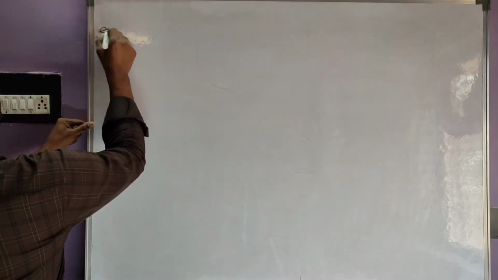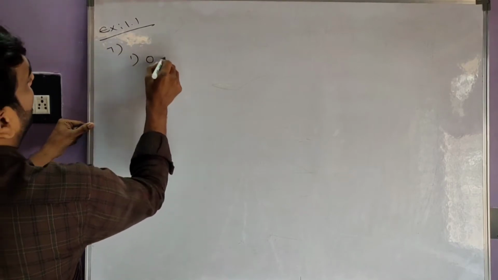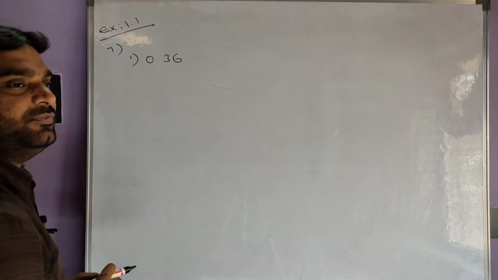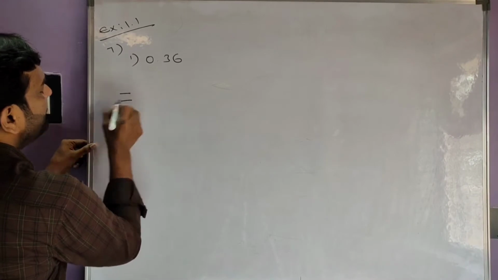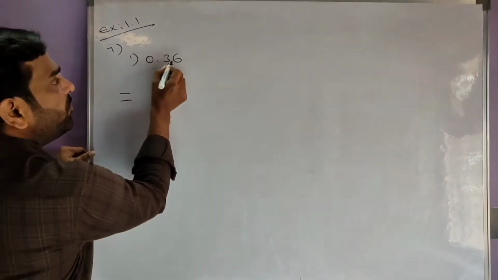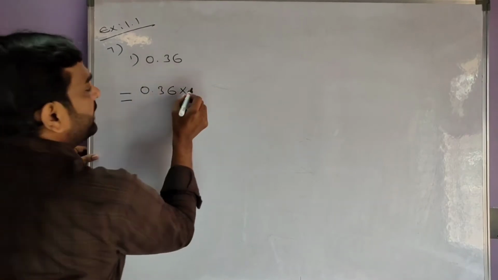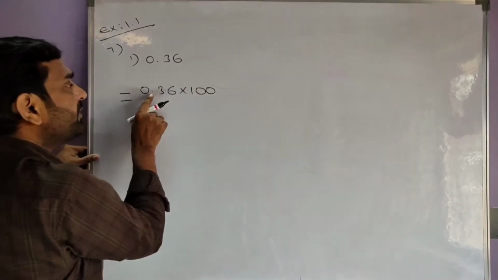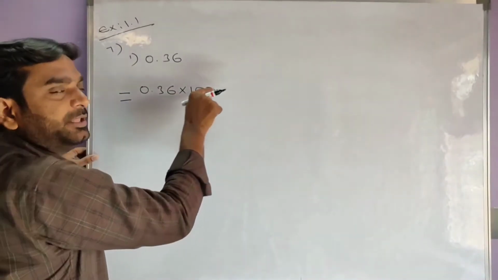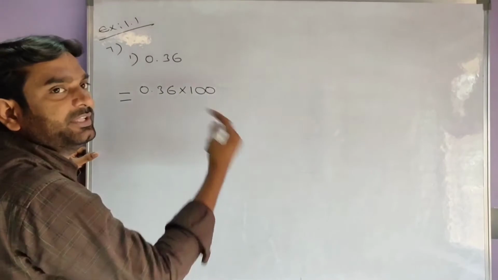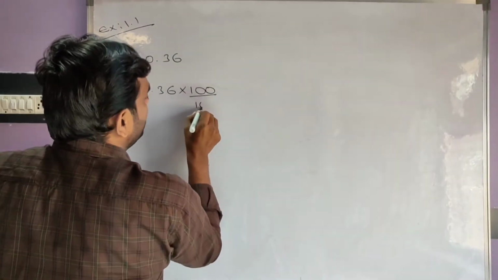0.36. Exercise 1.1, 7th bit, first problem: 0.36. Write in the form of p by q and q not equal to 0. Here we can write like this. After decimal point we have two digits, so we can write multiply with 100. Why? Because after decimal we have two digits, so two zeros, nothing but 100. If you have three digits, then multiply with 1000. If you have four digits, multiply with 10,000. If you have one digit after decimal point, multiply with 10 and divide with 10 also.